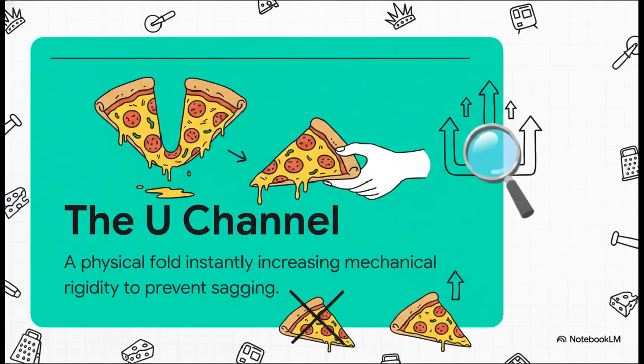By creating this structural U-channel, you give the slice instant mechanical tension. This completely prevents a catastrophic dumping of your delicious, greasy lipid payload right onto the sidewalk. You are taking a flat, flexible plane and introducing a rigid geometric fold, literally turning a floppy carbohydrate triangle into a sturdy, load-bearing beam. It's a true act of engineering that you execute with just one hand.